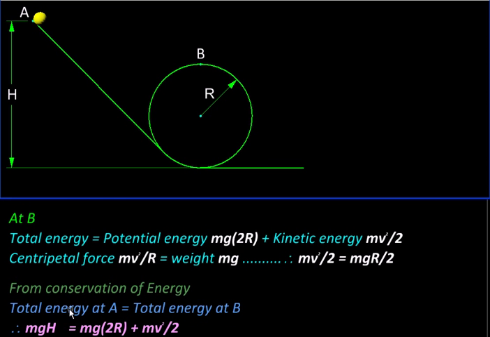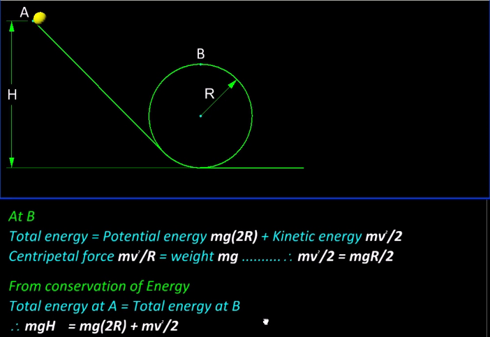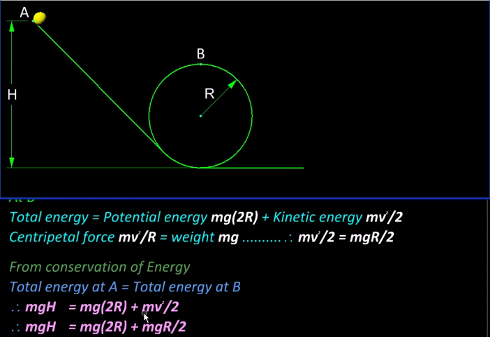Now we are going to equate the energies at A and B. So at A it is mgh, at B it is mg into 2r plus mv square upon 2. Interestingly, in this expression, when we substitute for mv square by 2, we get mg in all terms, and that is going to get cancelled. This means the mass of the marble is of no consequence. If a light marble loops the loop, a heavy marble would also loop the same loop.